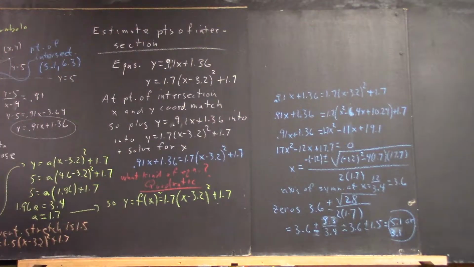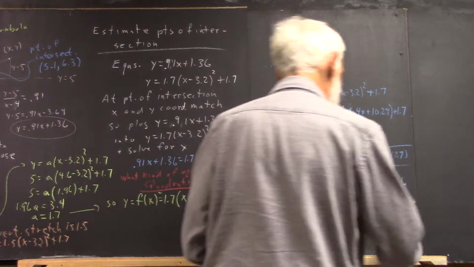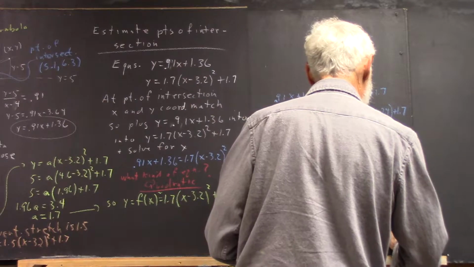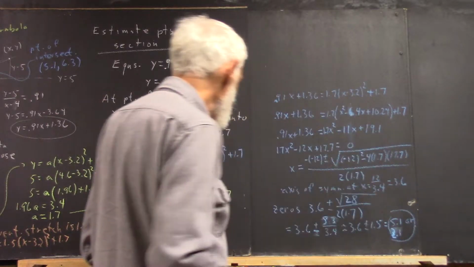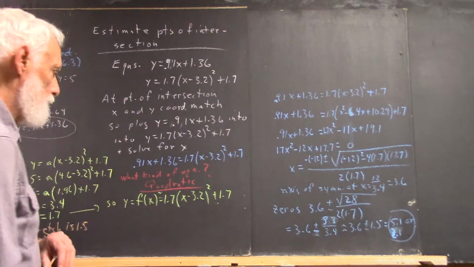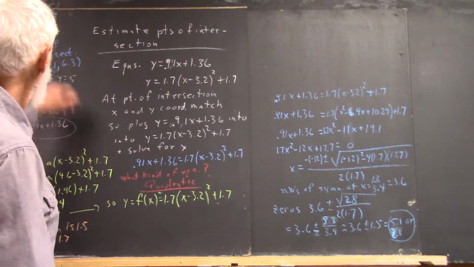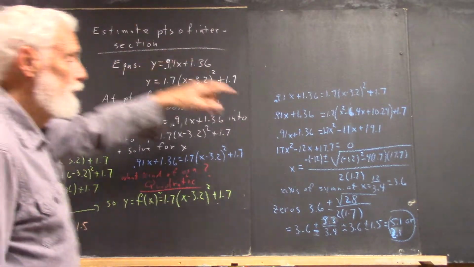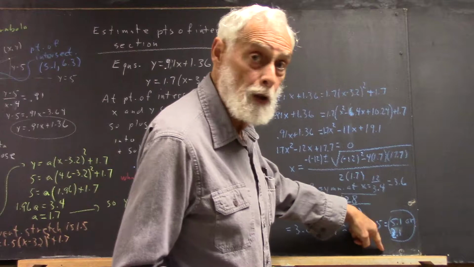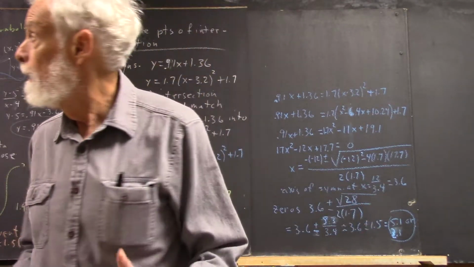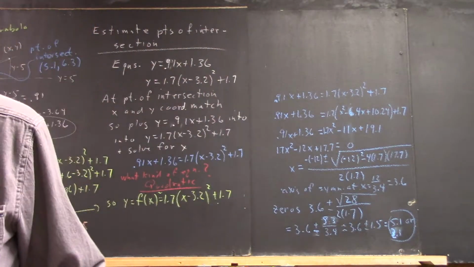2.1, sorry. This blue erases badly, especially with my thumb, which is all blue. So we get x values 5.1 or 2.1 for the points of intersection, don't we?